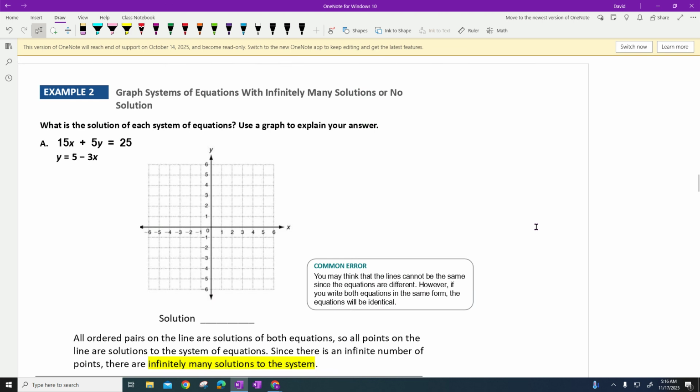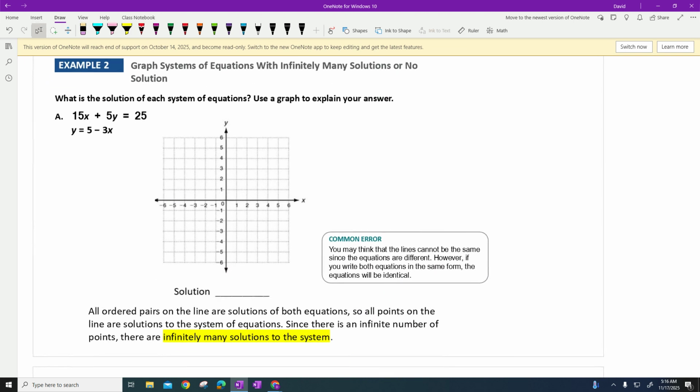We discussed this one yesterday, but again, we have to have a plan. You know, this guy's in standard form. I can find my y-intercept very quickly by putting a 0 in here and dividing both sides by 5. I know my y-intercept is going to be a 5. And so I could come over here and put a dot on 5 right there.